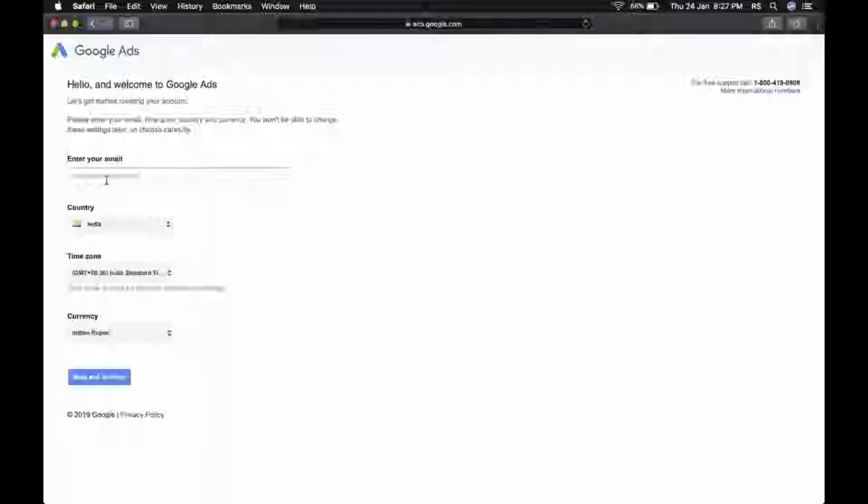They will ask me what is the email id, what is the Google id that you want to use to create this account, and which country you are operating from. It does not matter where you are advertising, but which country you are operating from. This will automatically change when you choose your country. Your time zone will automatically be set to your country's time zone, and which currency you want your billing to be done in.